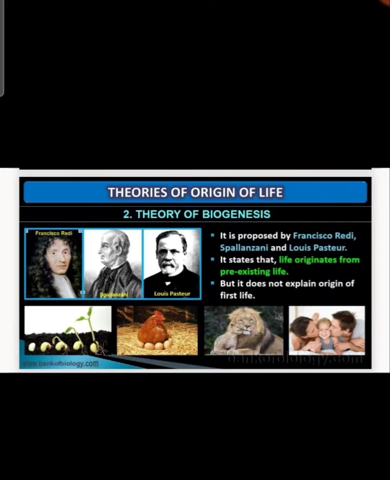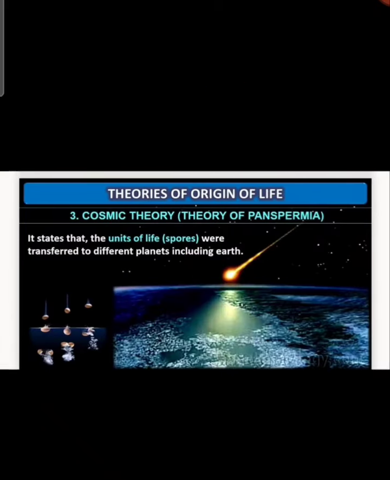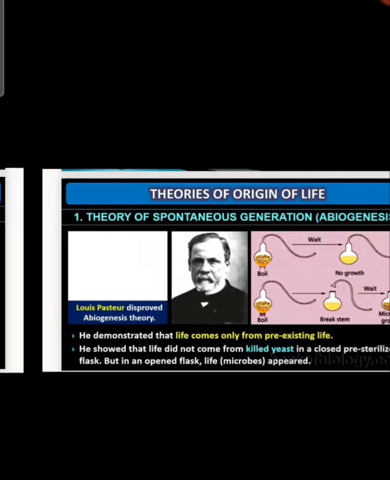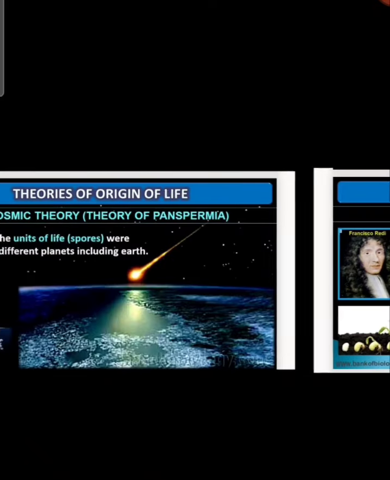But how did that pre-existing cell come into existence? That first cell, how it came to exist, this theory did not explain. So that was the drawback of the biogenesis theory. So Louis Pasteur, Francisco Redi and Spallanzani proposed the biogenesis theory.